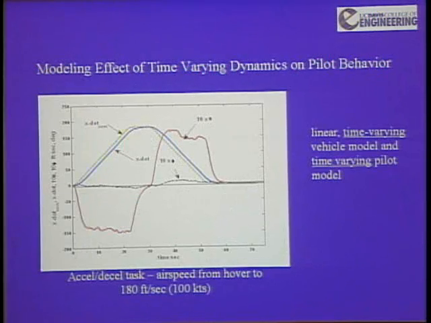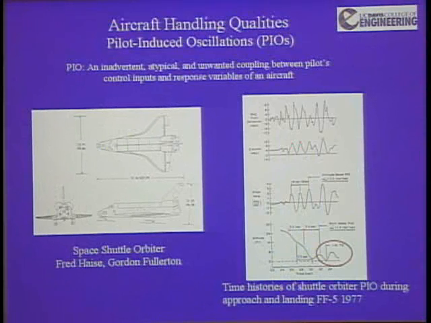Here is a typical simulation result. The blue line here is velocity. It starts here, gets up to 180 feet per second. That's 100 knots, and then takes it out here. Here, this is the pitch attitude. You see the nose coming down, speeding up, the nose comes up, and you stop. There's a little variation in roll, because these vehicles are dynamically coupled. But nonetheless, we have a time-varying vehicle model and a time-varying pilot model.